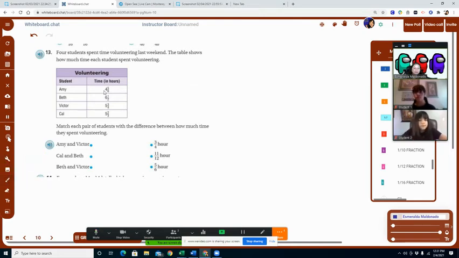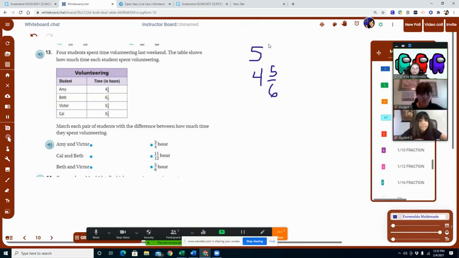Amy spent 4 and 5/6 hours. Victor spent 5 3/4. Now, if you're finding the difference, in this case, one number will go on top. What number goes on top? The bigger number, right? What number goes on top when I'm finding the difference to subtract? I want to put the bigger number on the top. So in this case, I will put Victor's on top.